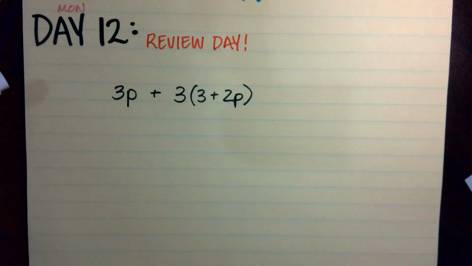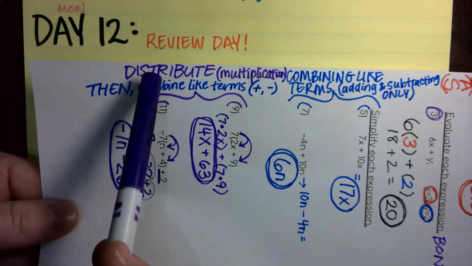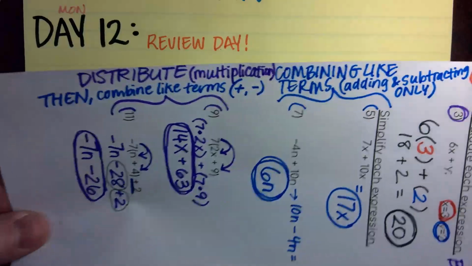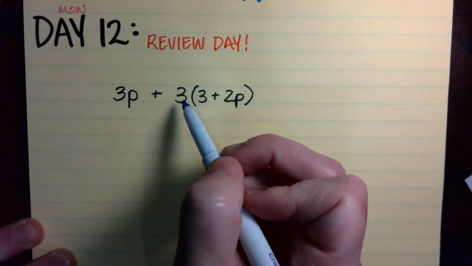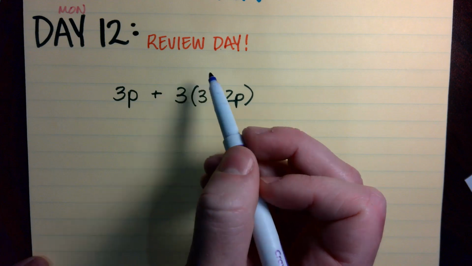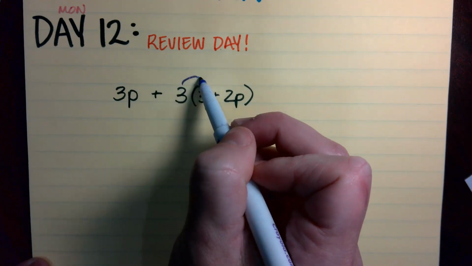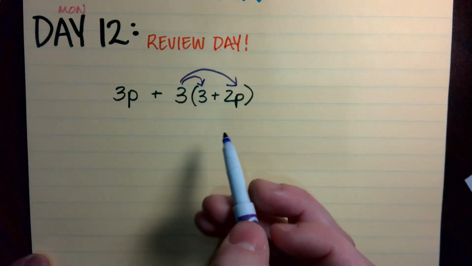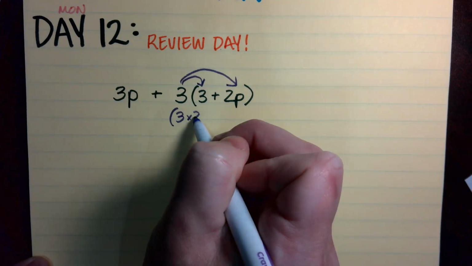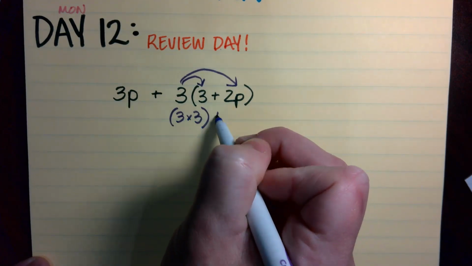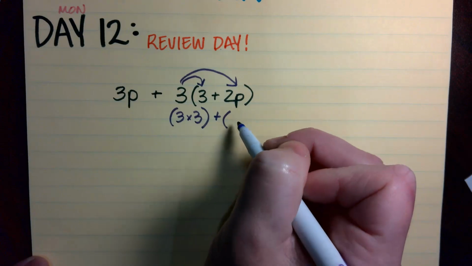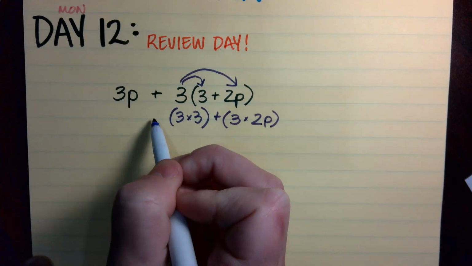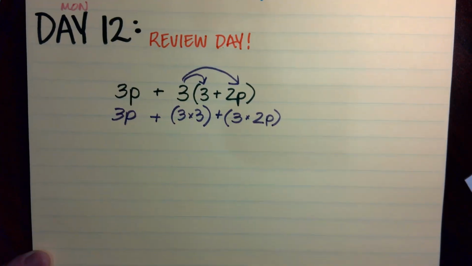Now, like I had you write out to the side on that practice quiz, it says that for these problems, we're going to distribute first, and then we're going to combine the like terms. So we're going to do that exact thing. When we have a number right outside of terms in parentheses, that means that we are going to multiply it to each of the terms inside. So what we're doing here is 3 times 3 plus 3 times 2p. And then we still have our plus 3p out to the side here.